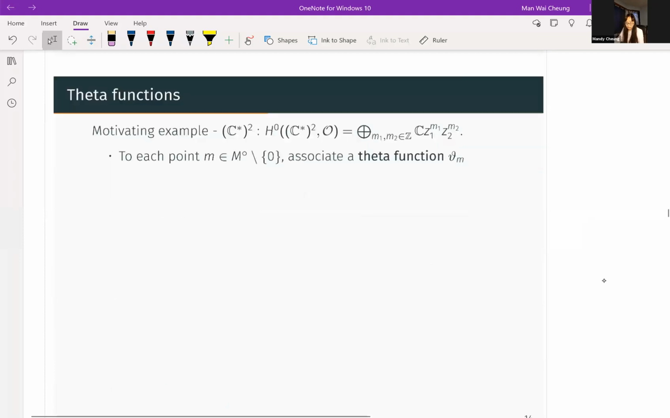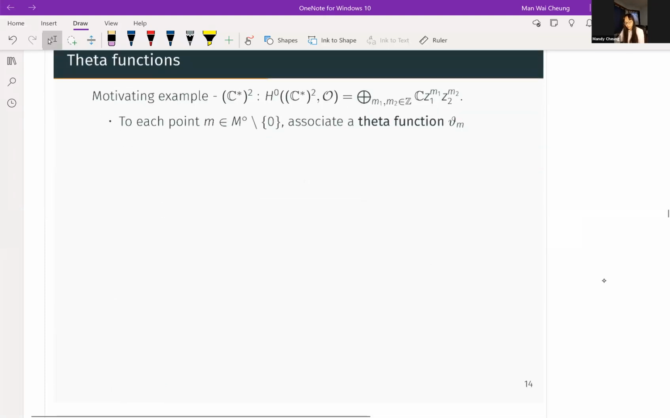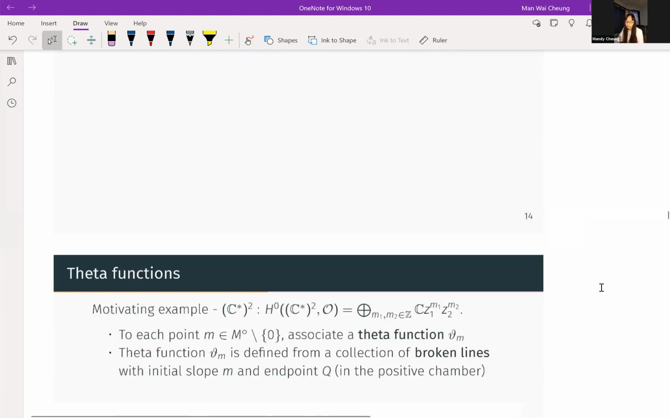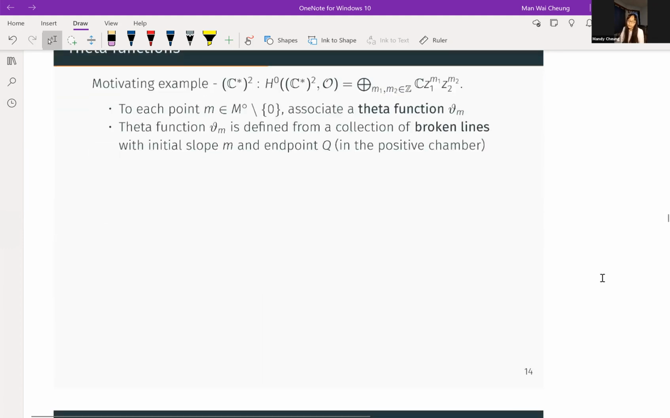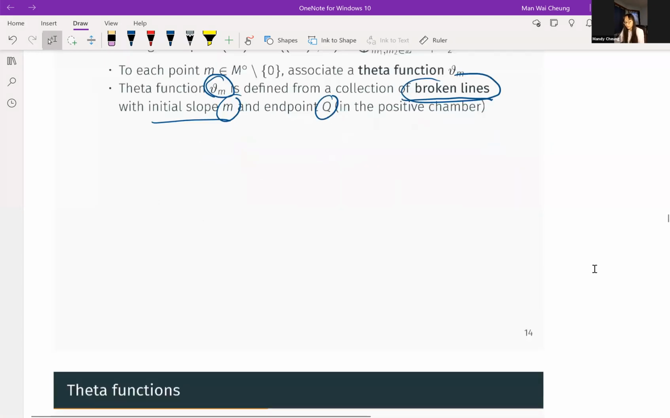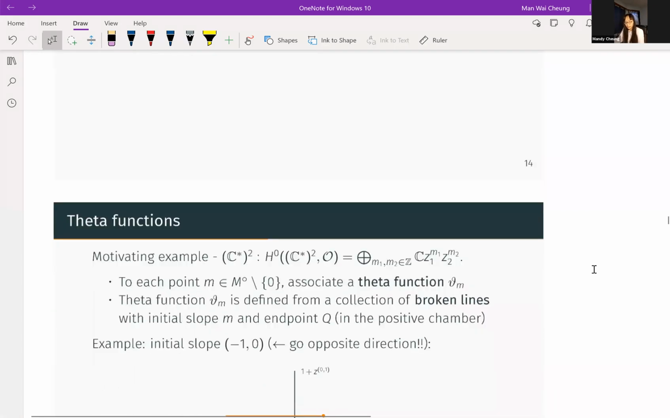So to each integral point in my lattice, other than zero, we associate this theta function, which is defined by something I call a broken line. This broken line is defined by two data: for theta_m, I have an initial slope m and an endpoint q, and then the definition is very long.